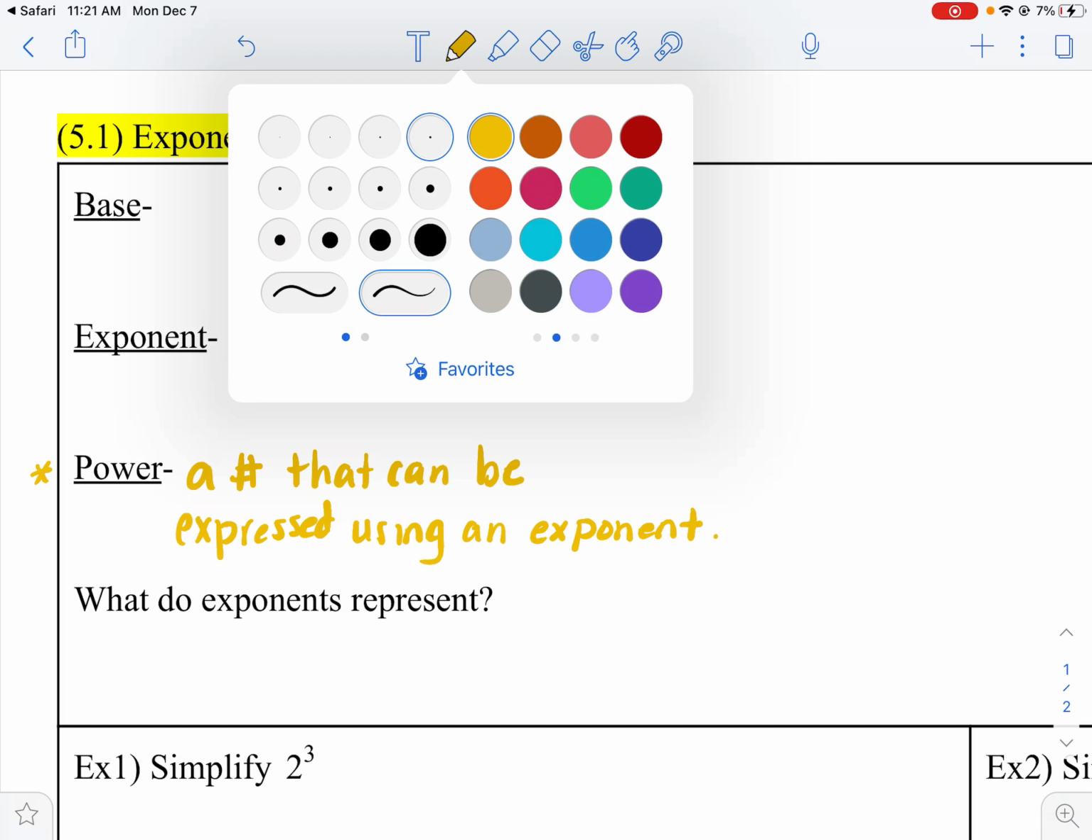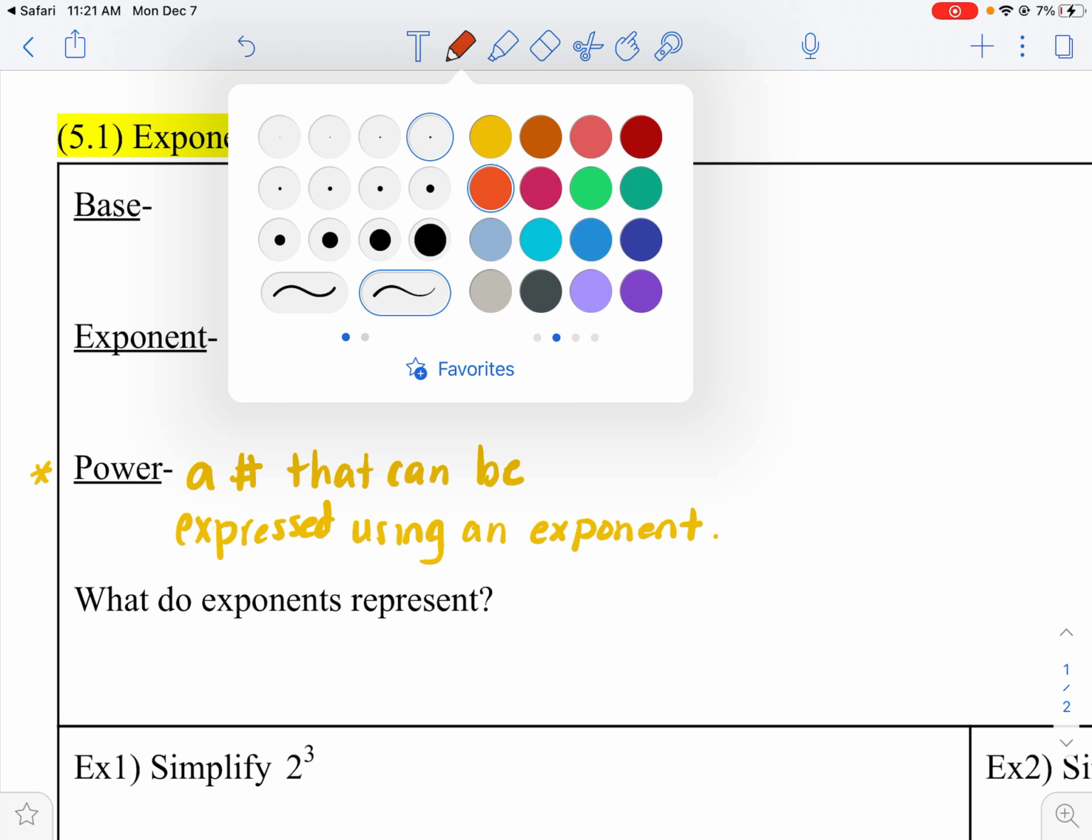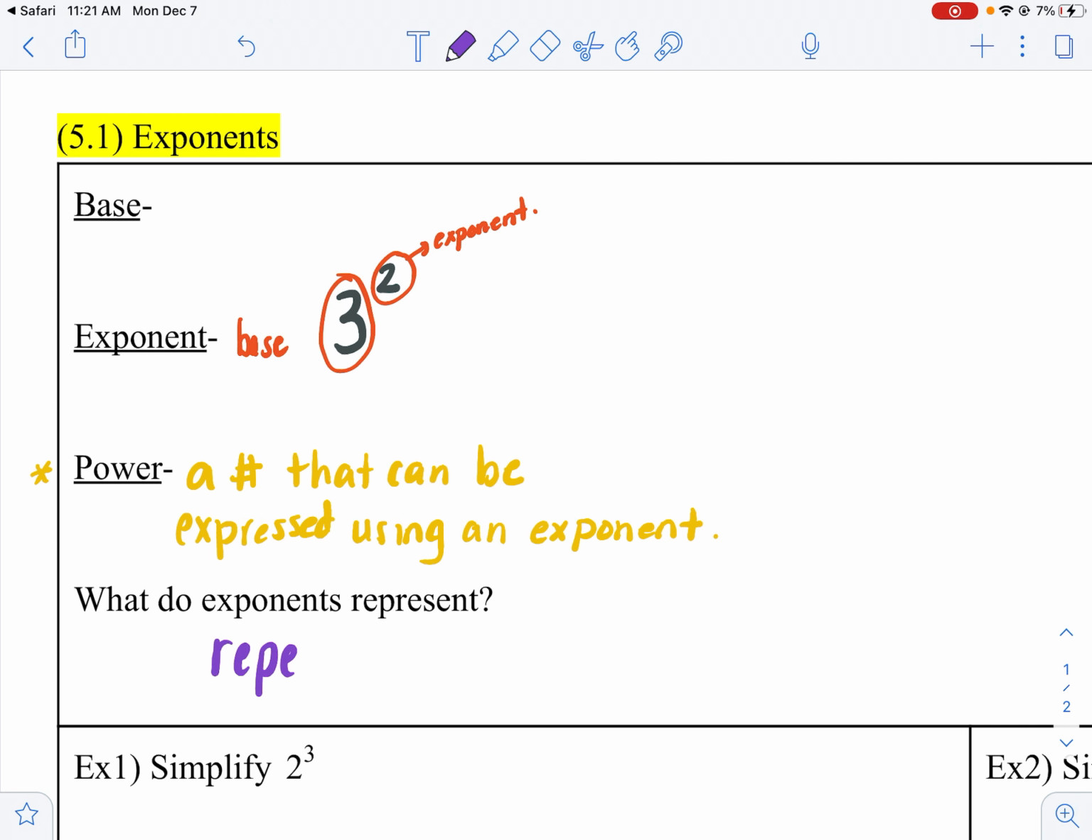So power is, let's say, 3 with a little 2, okay? The 3 in this situation is called the base, and the 2 in this situation is called the exponent. The little number is the exponent. Now, what exponents represent and what powers represent are repeated multiplication. So what this means is we take our base and we multiply it as many times as our exponent says. So this means 3 times 3.